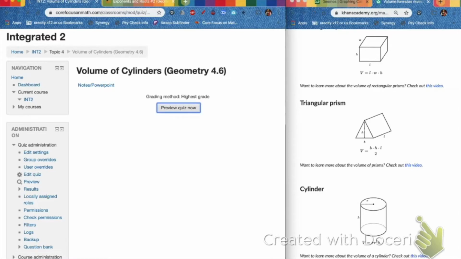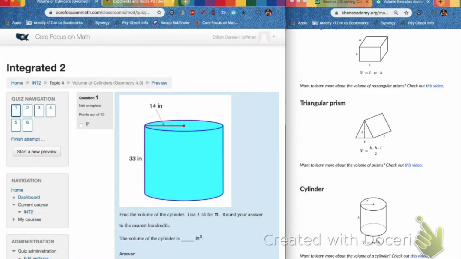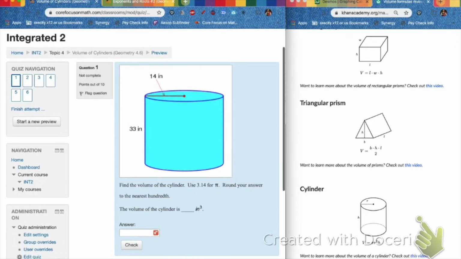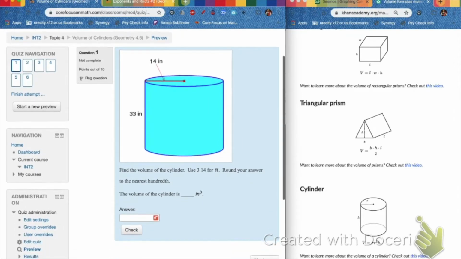Volume of cylinders. How many questions do we have today? Do we have 10? Do we have 8? Oh, no, we only have 6. Okay, 6 questions. Number 1, find the volume of the cylinder. Use 3.14 for pi. Round your answer to the nearest hundredth.